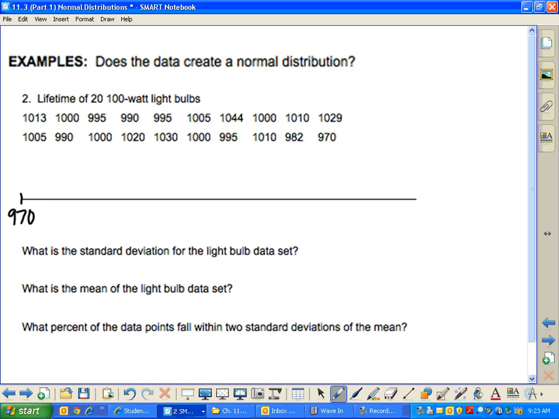Now I have to look at the maximum lifespan of my 20 100-watt light bulbs. What's the largest data value? Do you see it, Izzy? Yeah, 1,044. I'm going to go a little bit above that. I'm going to go to 1,050, because then I can count by tens. So we have 970, 980, 990, 1,000, 1010, 1020, 1030, 1040, 1050.